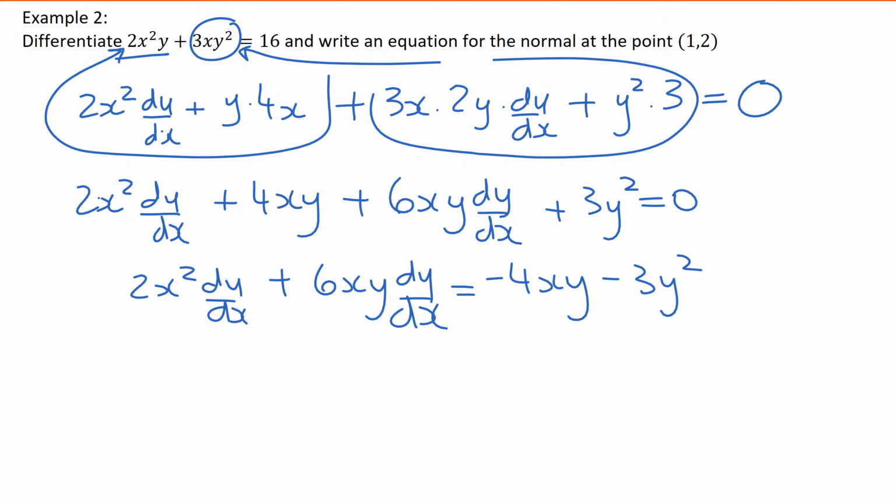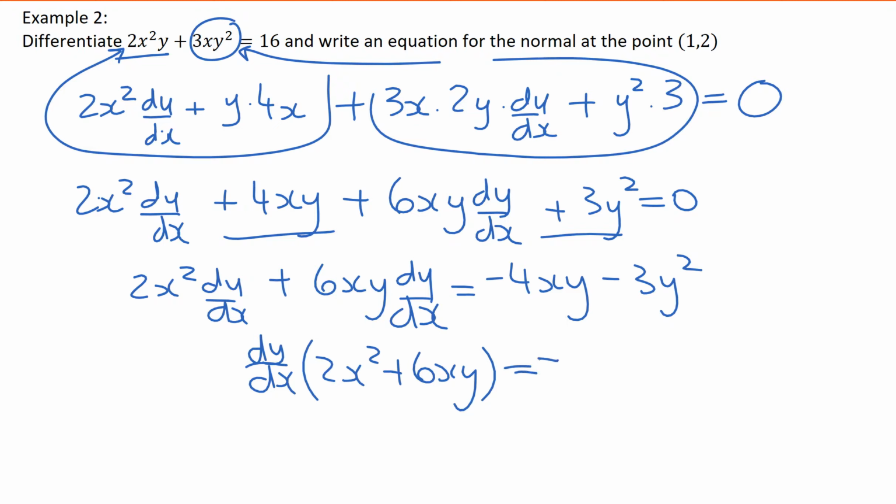Can you see what I've done there? I've just moved that one and that one to the other side of my equal sign. Now I've got this constant factor here of dy by dx. So I take that dy by dx out, that constant factor: 2x squared plus 6xy equals negative 4xy minus 3y squared. You follow me there? Now what do I do?